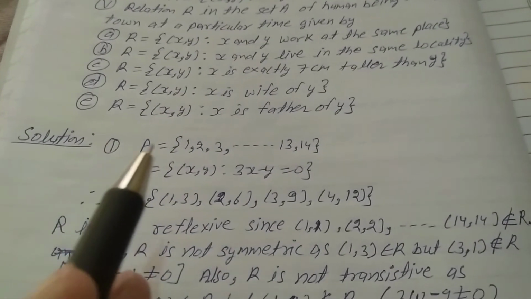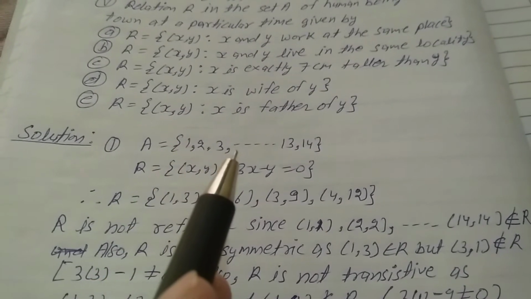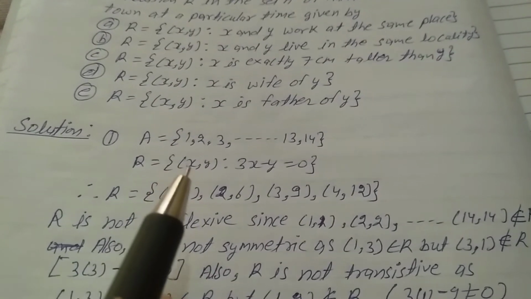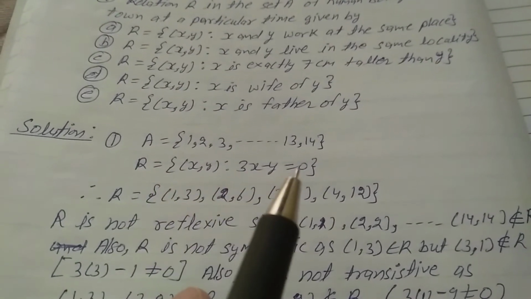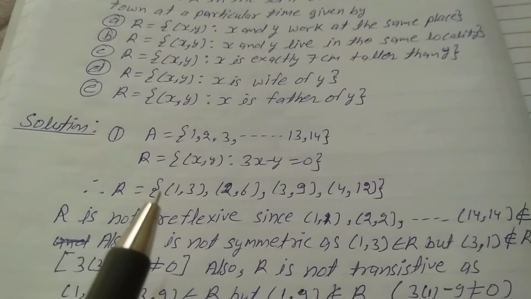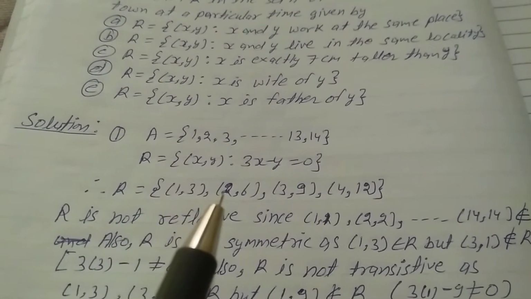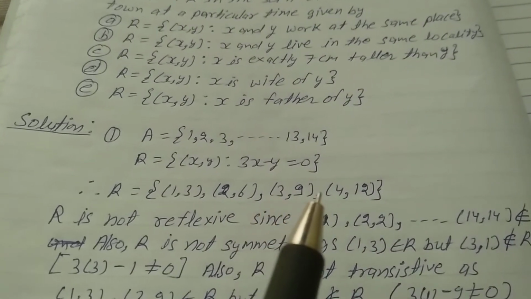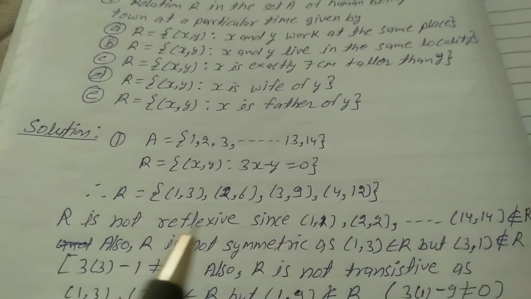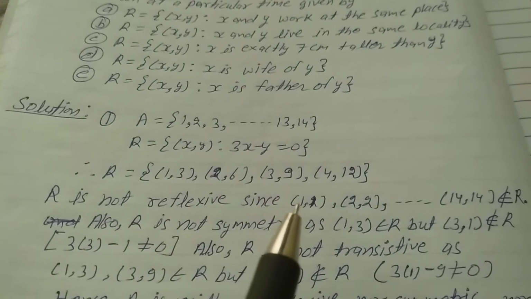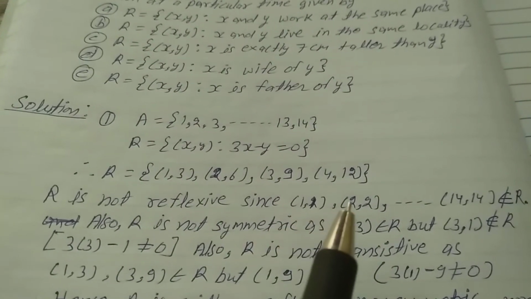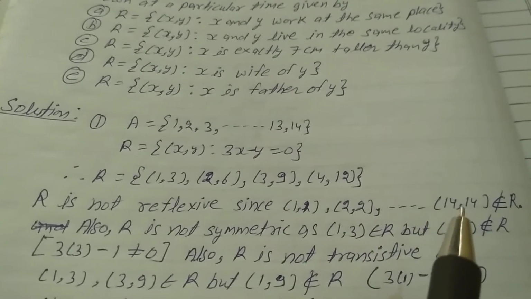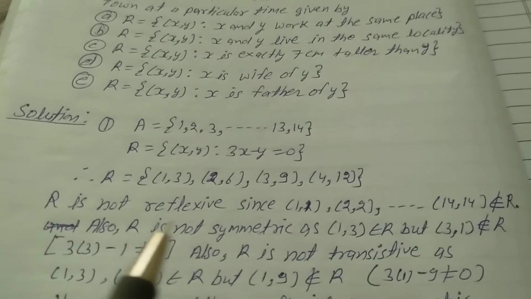Solution start. First, A = {1, 2, 3, ..., 13, 14}, R = {(x, y): 3x - y = 0}. Therefore R = {(1, 3), (2, 6), (3, 9), (4, 12)}. R is not reflexive since (1, 1), (2, 2), ..., (14, 14) do not belong to R.